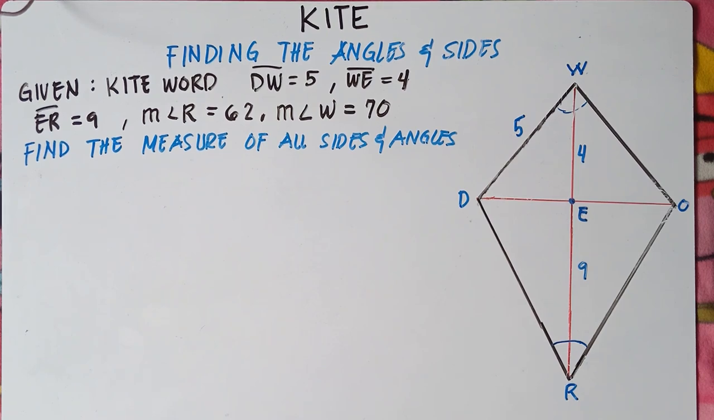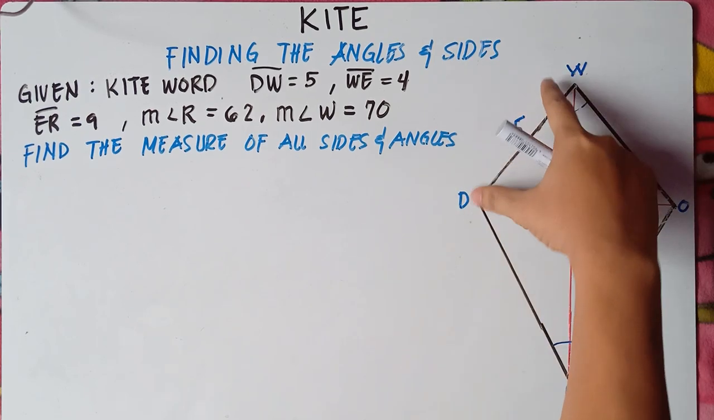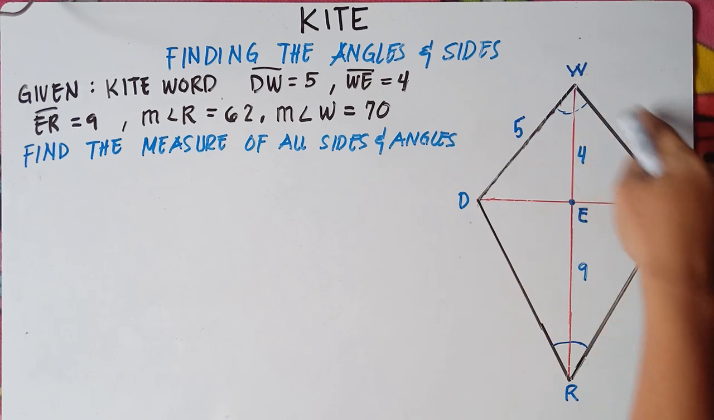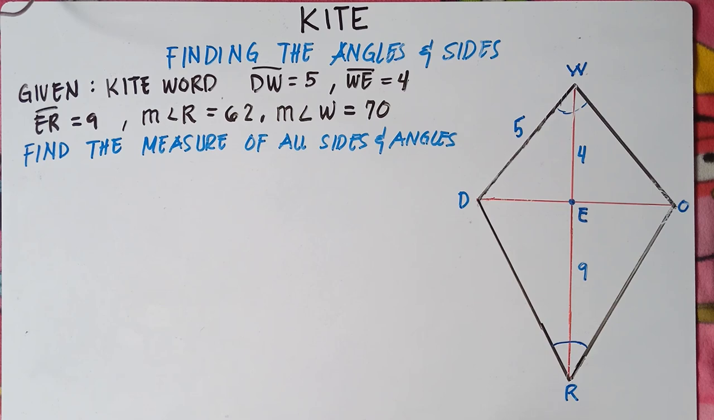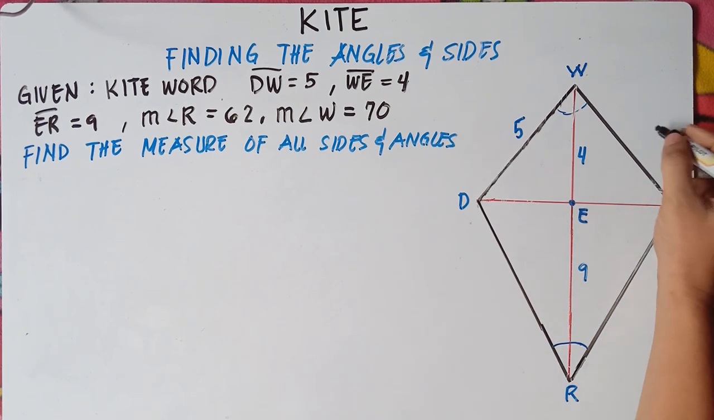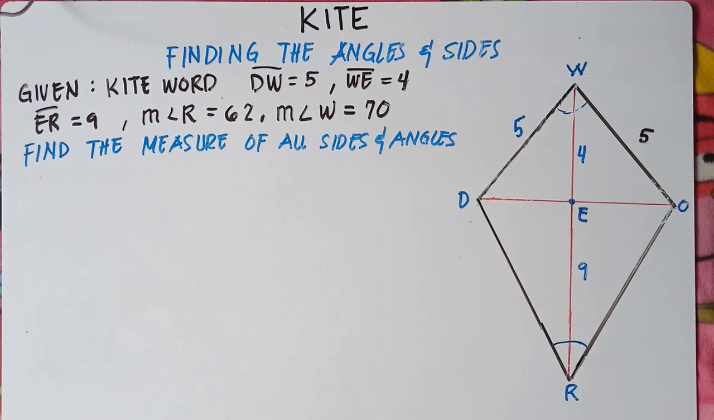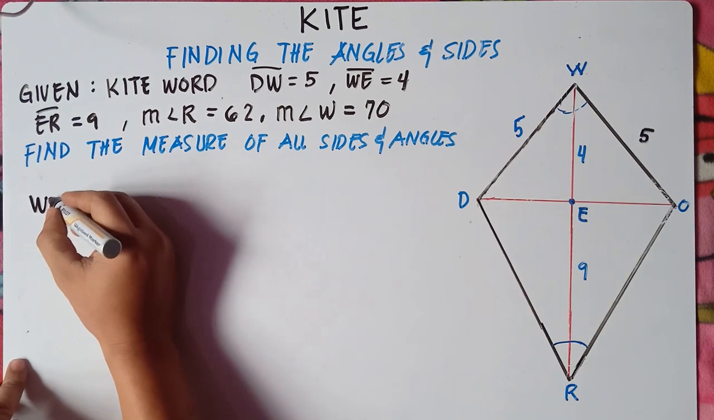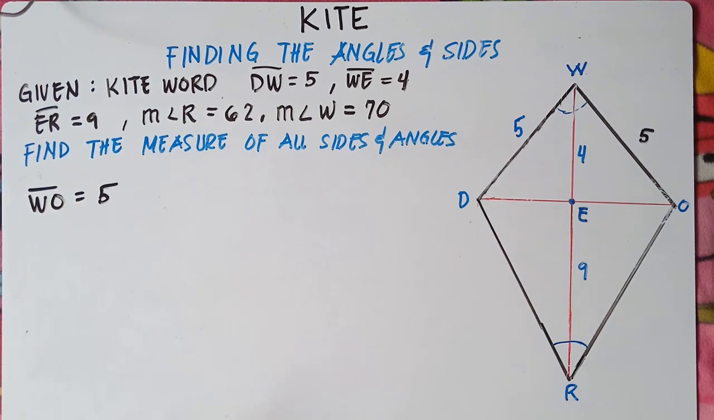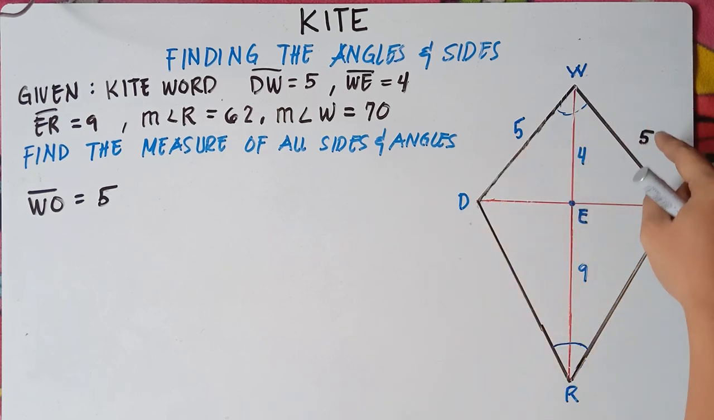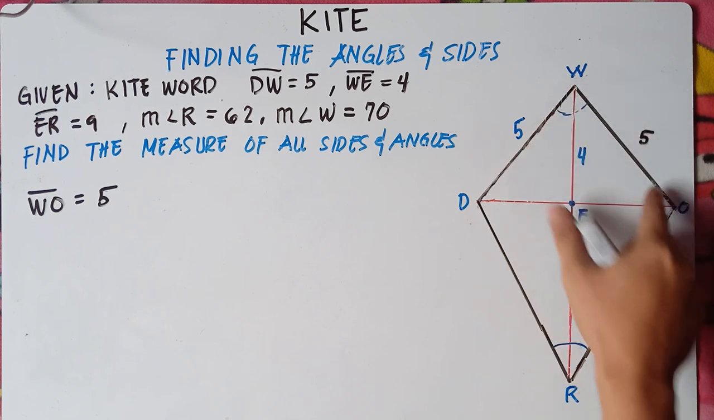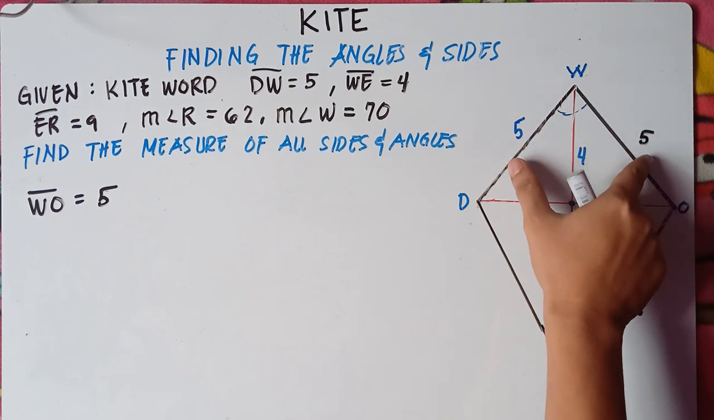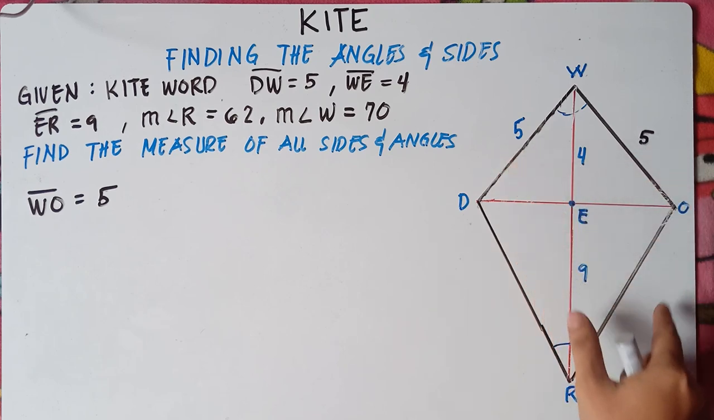Okay, let's do that. Let's start with this: if DW is 5, therefore OW should be 5. So OW is 5. Let me write that. First answer, line WO is equal to 5. What else can we find here, class? If WO is 5 and DW is 5, they have the same measure because the adjacent sides are congruent, so they have equal sides and the same measure.